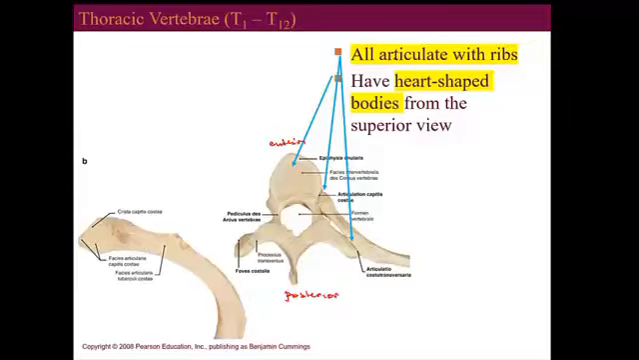All of the thoracic vertebrae articulate with the ribs, and the thoracic vertebrae have a heart-shaped body. So the shape of the body is heart-shaped for thoracic vertebrae. And if you notice, the ribs articulate at two places on the vertebra. One is on the body, and the other one is on the transverse process. So this is how the articulation of the ribs with the thoracic vertebrae looks.